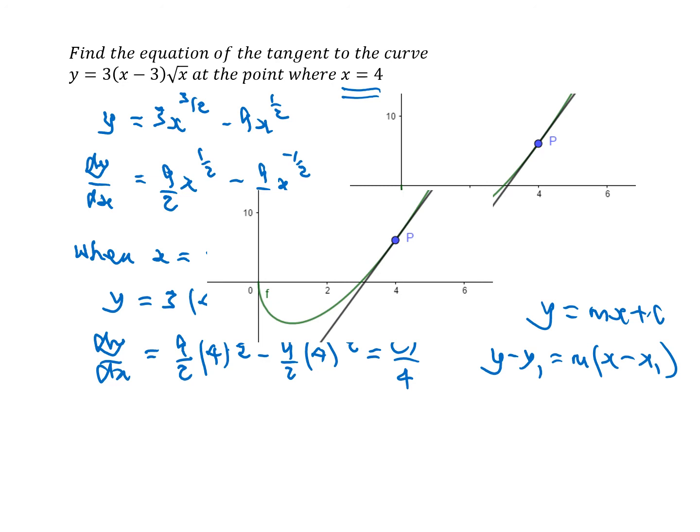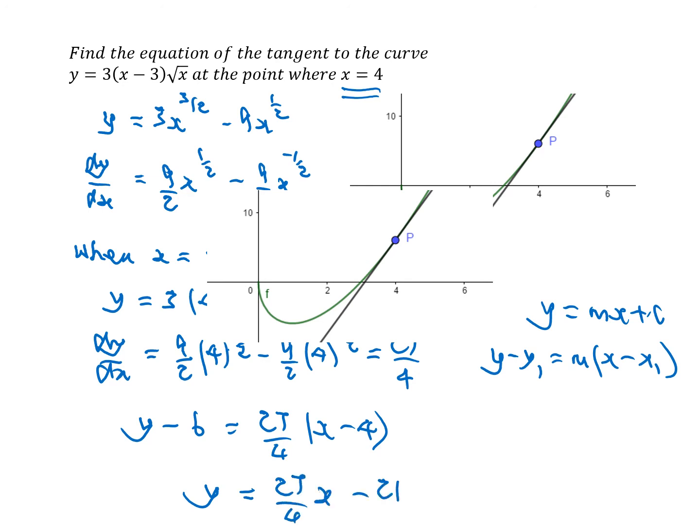So x1 is 4 and y1 is 6. So we get y minus 6 equals m, which is 27 over 4, times x minus x1, the value of x that we're given. So when we multiply out the brackets and simplify, we get y equals, what did I get? 27 over 4 x minus 21. Is that what you got?